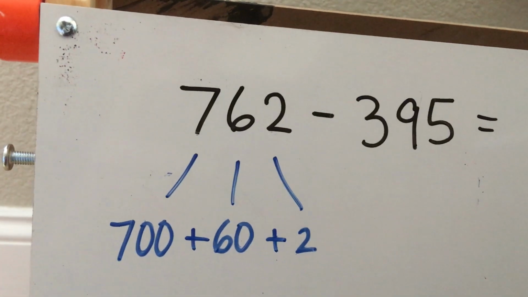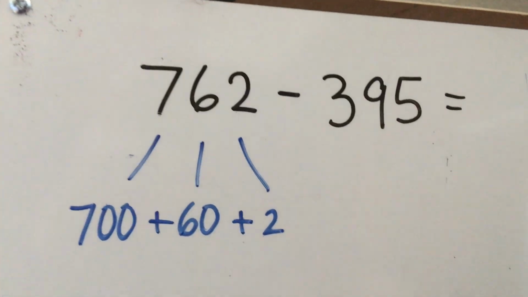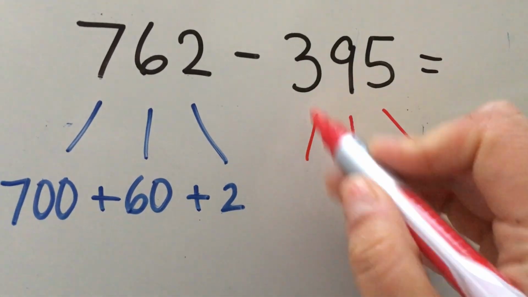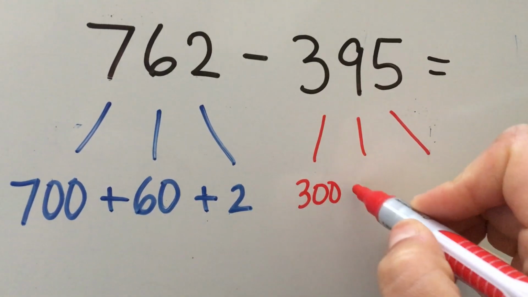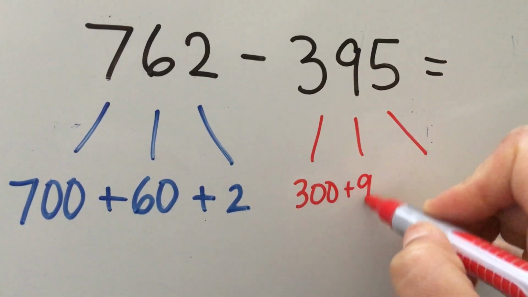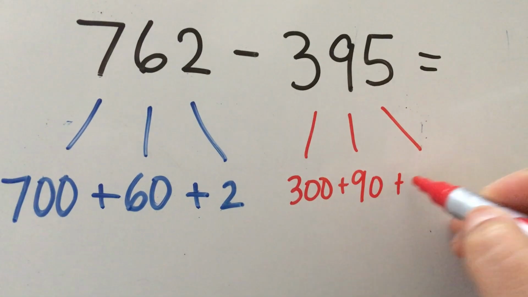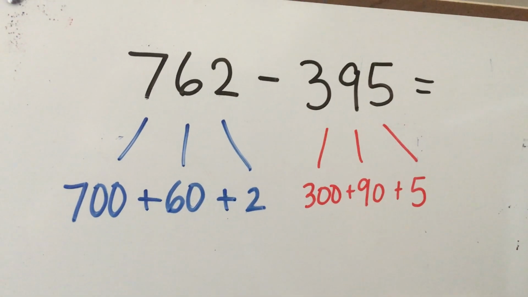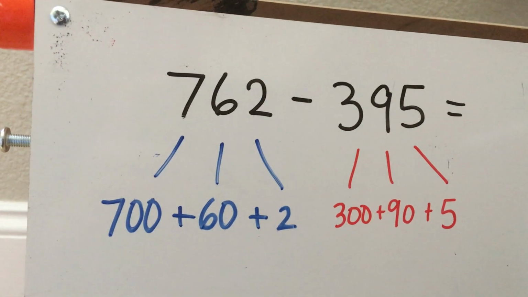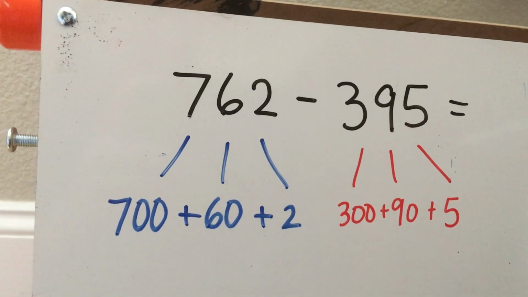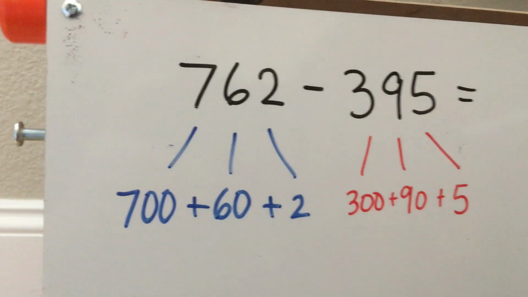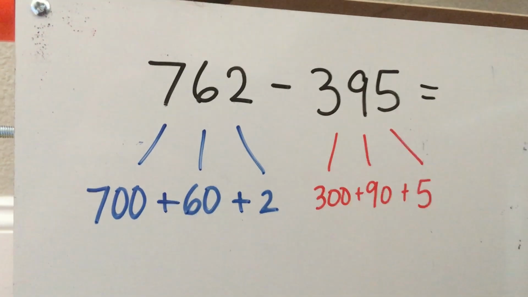All right, so 395, if I were to deconstruct this number, there are 3 hundreds plus 9 tens, which means 90, and 5 ones. So 300 plus 90 plus 5. Okay, from here, I want to see if I can subtract. So I'll use a black pen.